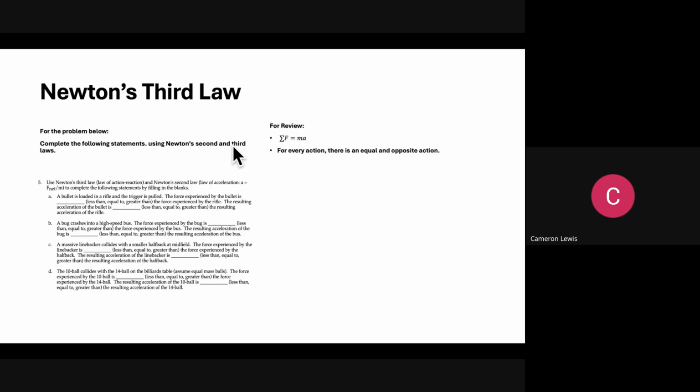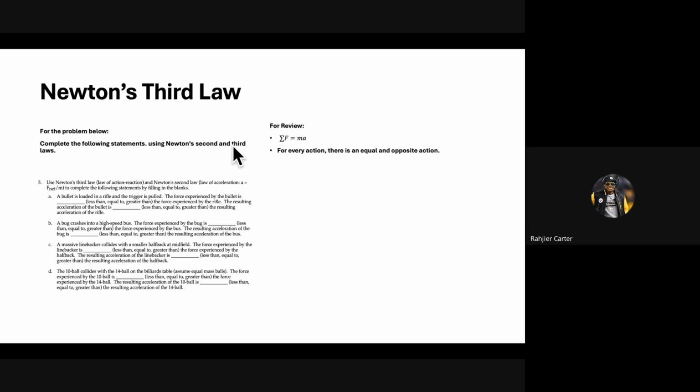So let's look at this first one. A bullet is loaded into a rifle and a trigger is pulled. The force experienced by the bullet is less than, equal to, or greater than the force experienced by the rifle? Equal to. Think about it. Equal to, right? So now we know it's equal, but the resultant acceleration of the bullet is less than, equal to, or greater than the resultant acceleration of the rifle?